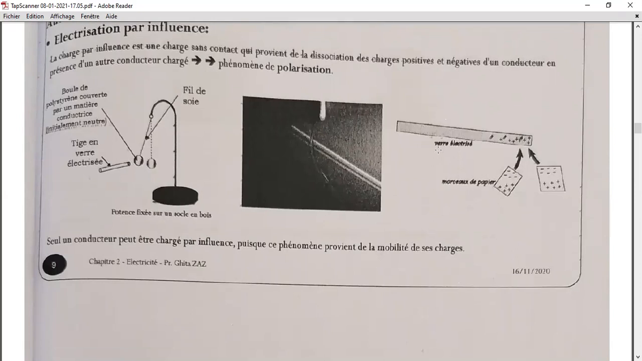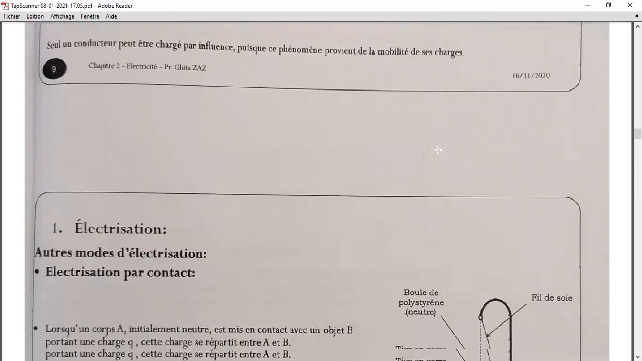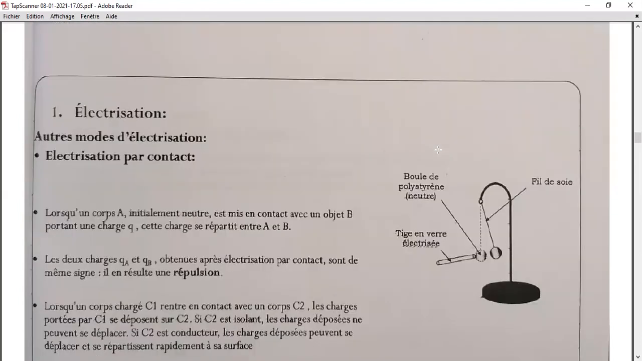Yeah, so if there's no questions, I'm going to go to the other method, which is electricization.